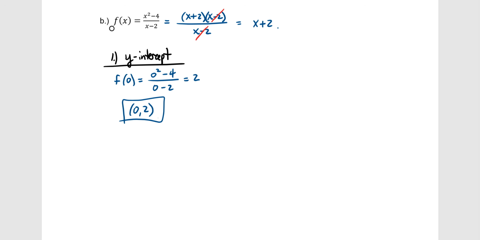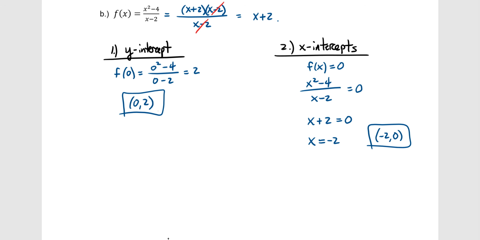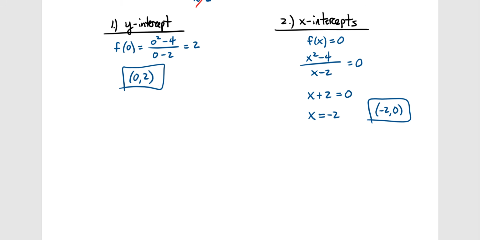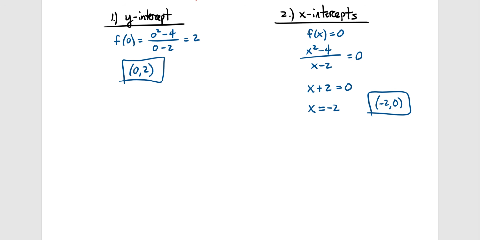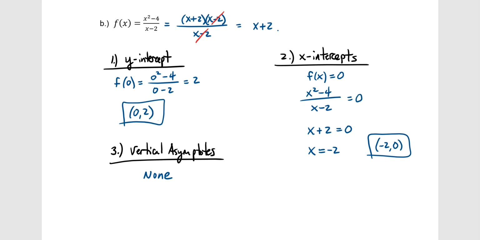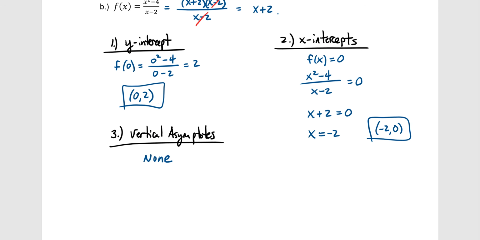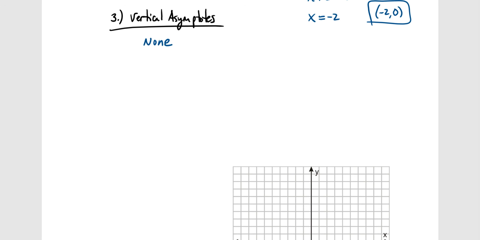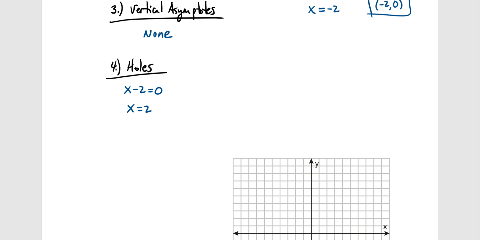Next, for the x-intercept, we set the function equal to 0, which means we set the simplified numerator, x plus 2, equal to 0, and we get x equals negative 2 for our x-intercept. Now for any vertical asymptotes, we know there are none because the denominator in the simplified version is just 1. The denominator canceled, so there are no vertical asymptotes. For the holes, we set the canceled factor, x minus 2, equal to 0 and solve it, and we get x equals 2.